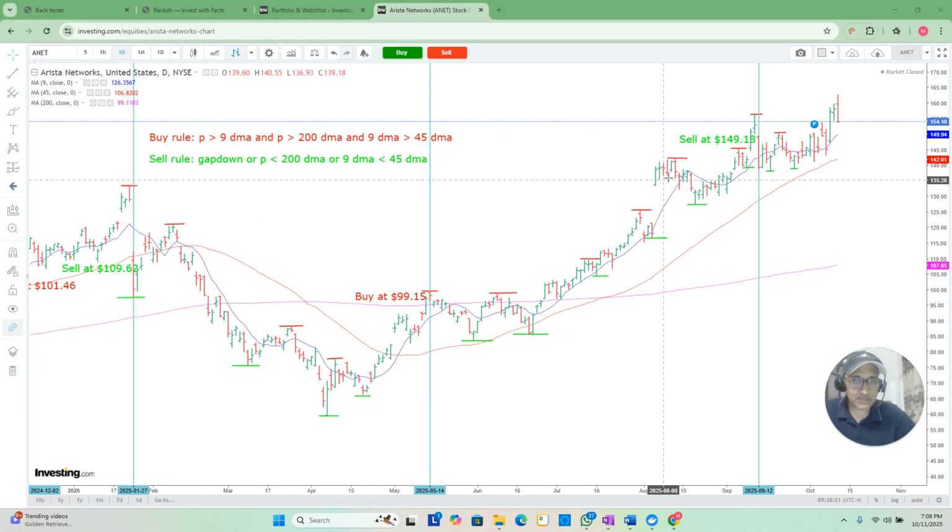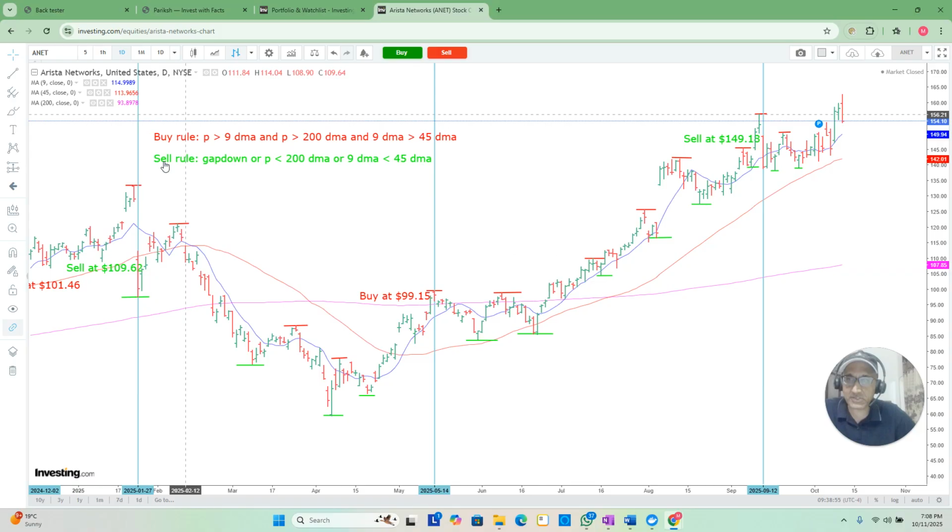And then this is a price bar chart. In each of these bars, if it's green, that means the closing price for the day was higher than the opening price for the day. And if it is red, it means the closing price is lower than the opening price of the day. And these red and green lines are just me marking the highs and lows so I can get a good understanding of the trend. Once again, this chart is for Arista Networks.